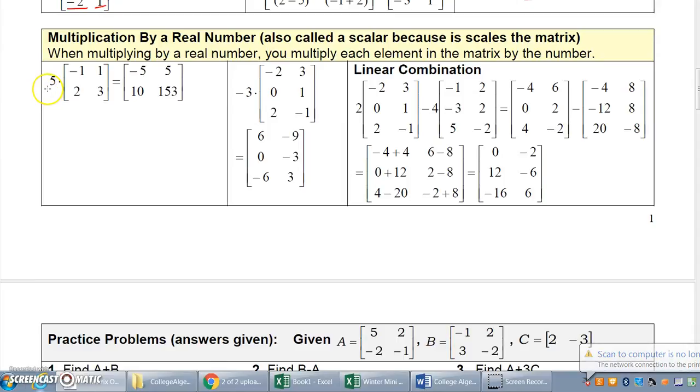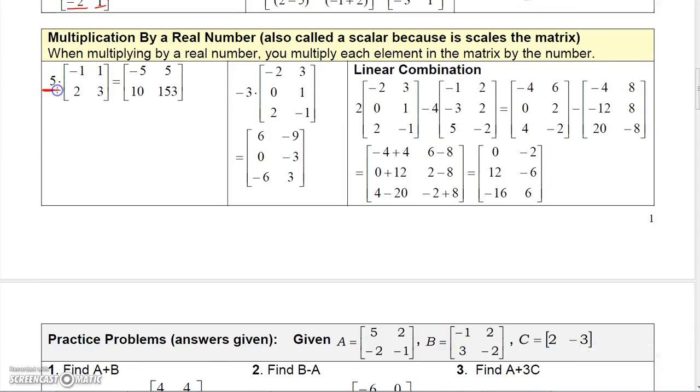When you multiply a matrix by a real number, you're actually scaling the matrix. So sometimes this is called multiplying by a scalar. But in order to multiply a matrix by a real number, you just multiply each entry in the matrix by the number.